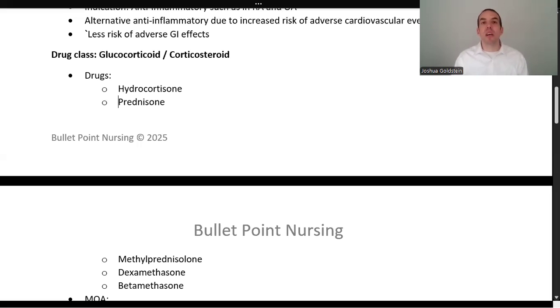In fact, there used to be other COX-2 only inhibitors on the market, and all the rest of them have since gone off the market. This is the only one left, at least in the United States. Now let's move on to talking about steroids.